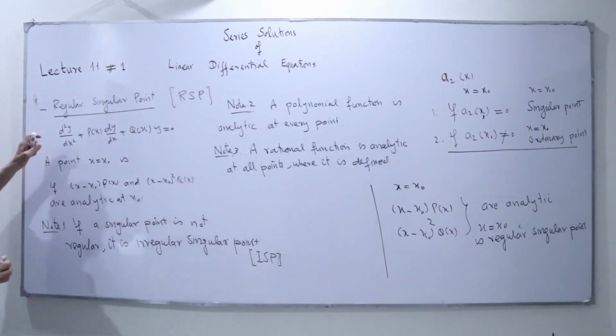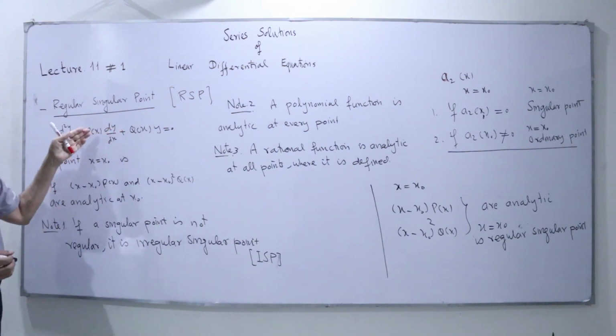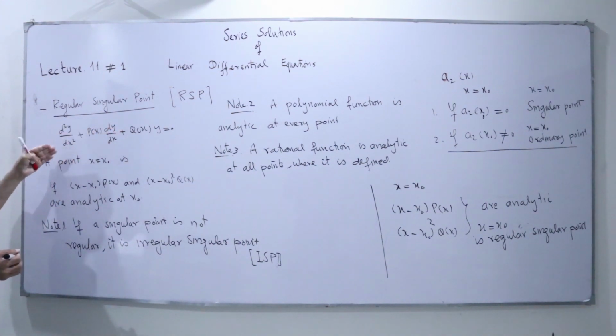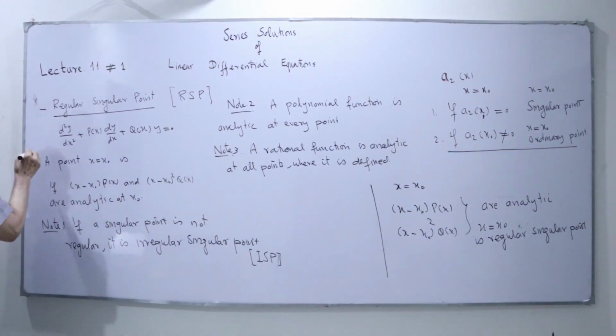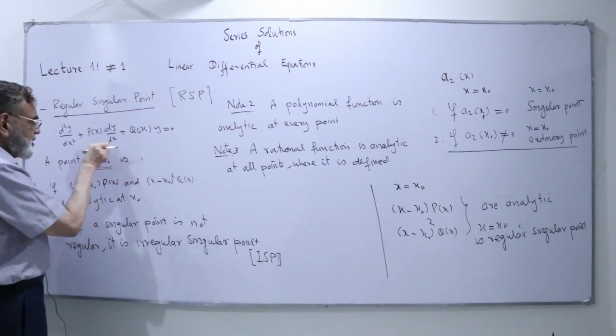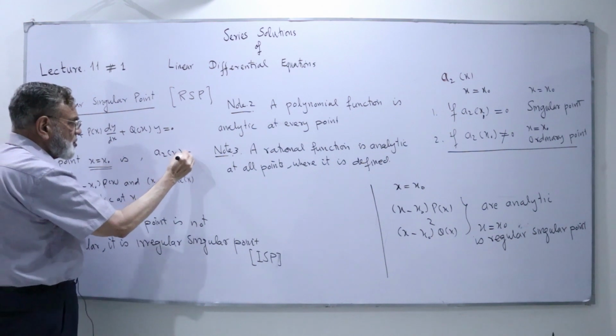Now we are in a position to define the regular singular point for the differential equation. As I said, it's a linear second order differential equation, and we take the point x equal to x0. We take this point and check whether it is a regular or irregular singular point. This means we have a2 of x0 equal to 0.